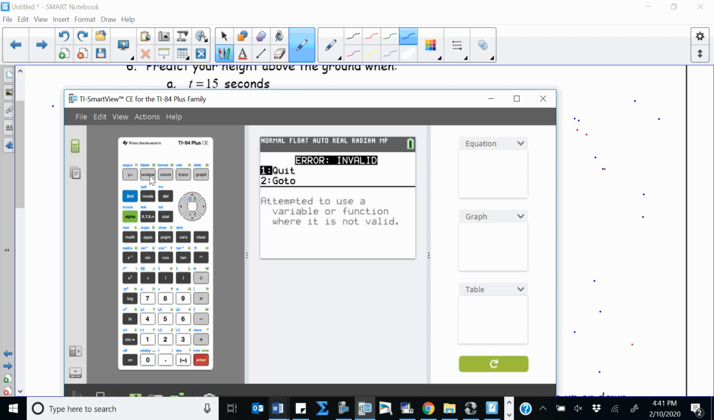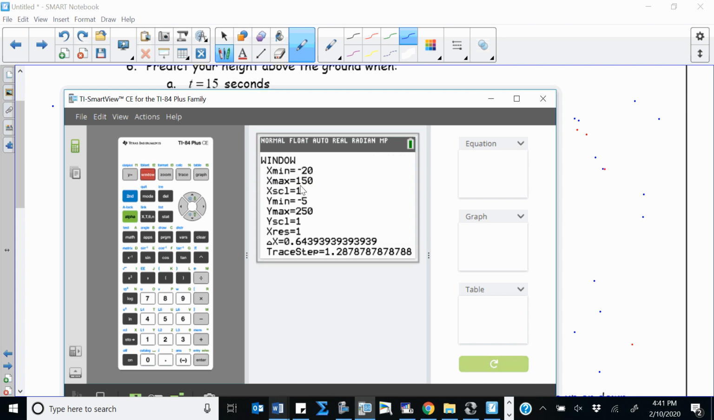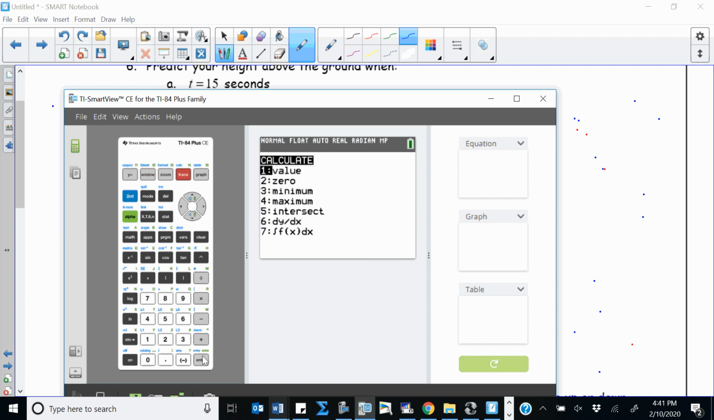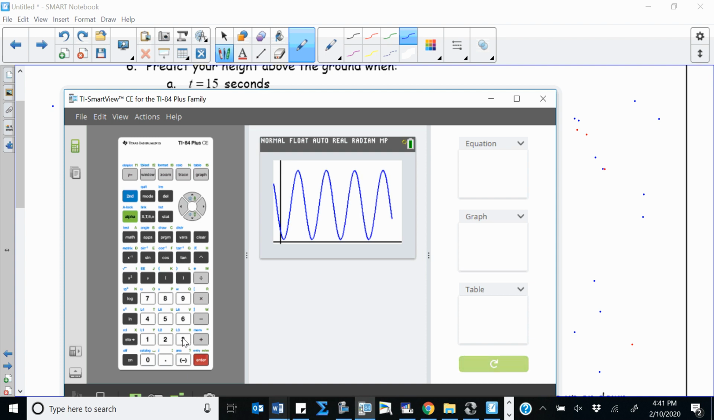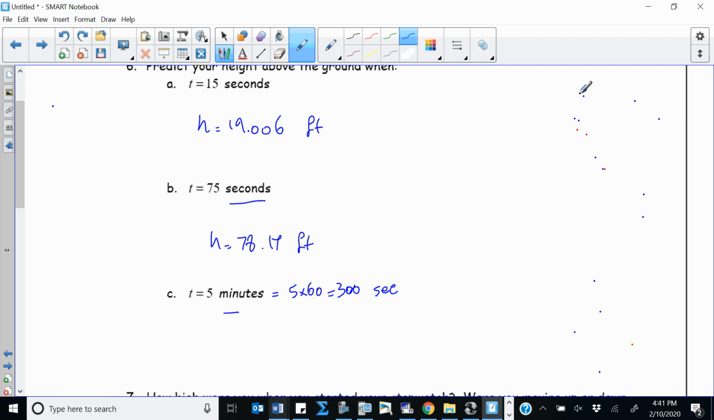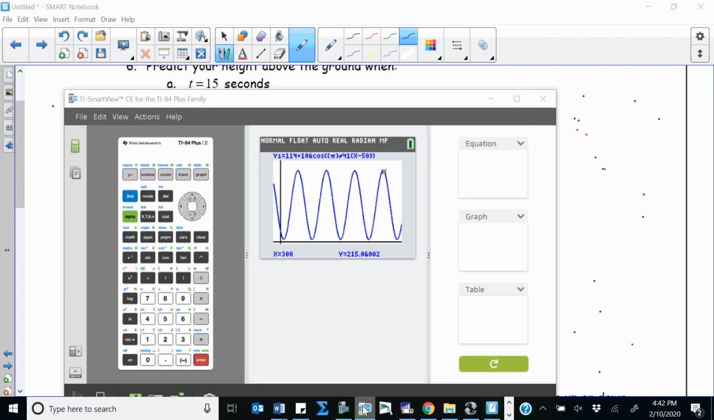The reason is that my window was defined until just maximum x was 150, and we're looking for 300. So we need to change the window to be able to see the value we're looking for. Let's just enter 350, and now I go second trace value. This time as I enter 300, I can see the y value, which is 215. So height is 215 point something, which was 06.